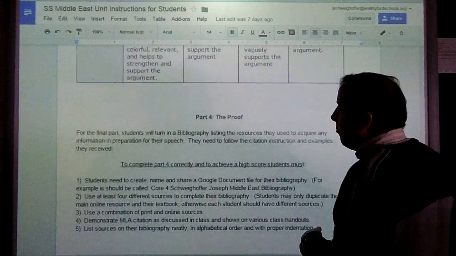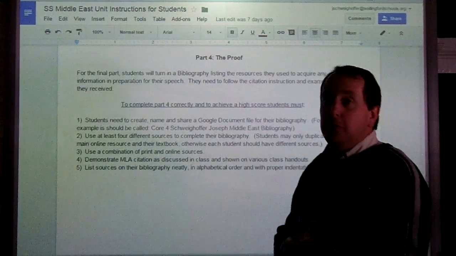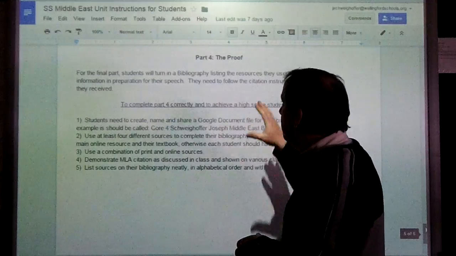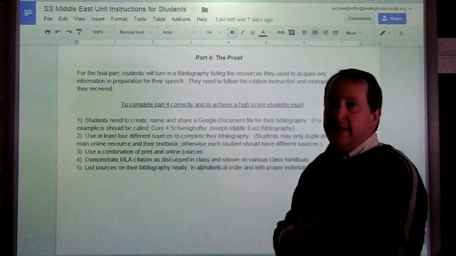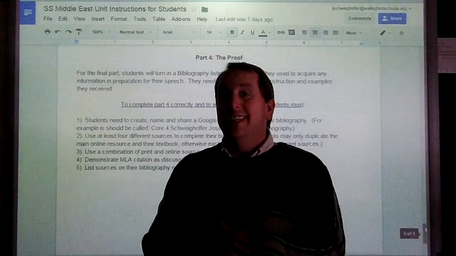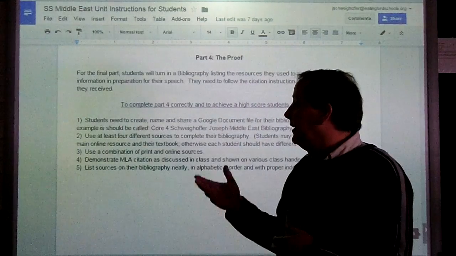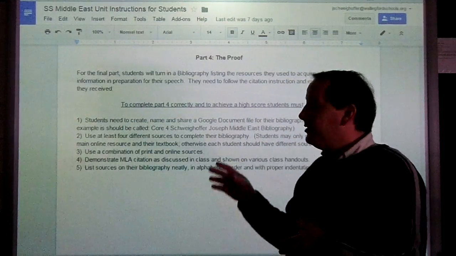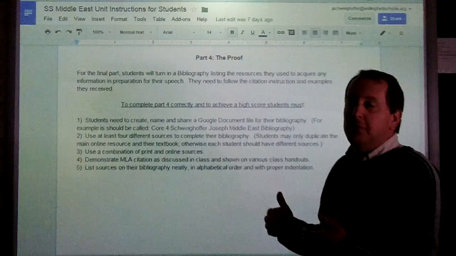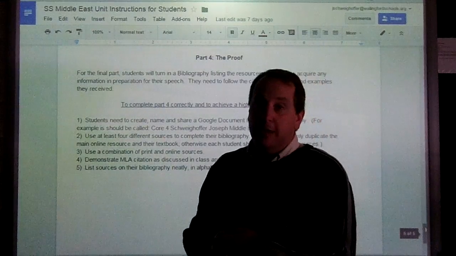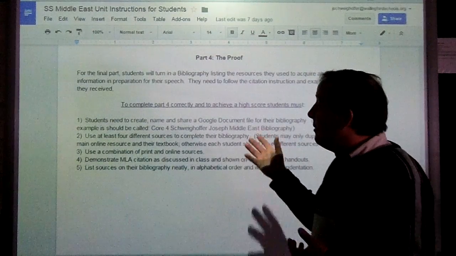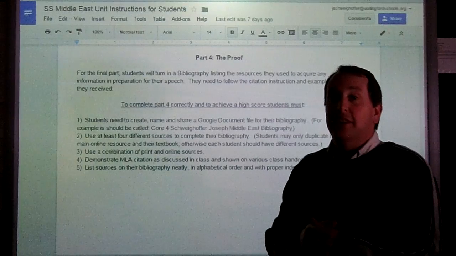The only written piece that they should do on a Google file and share with me is the bibliography, and there's details here they've received about what goes into it, which is essentially everything they've been doing all year. There's one slight little tweak we talked about in class, but generally the bibliography is the same thing they've done all year. And that really is the only written piece that they have to have.